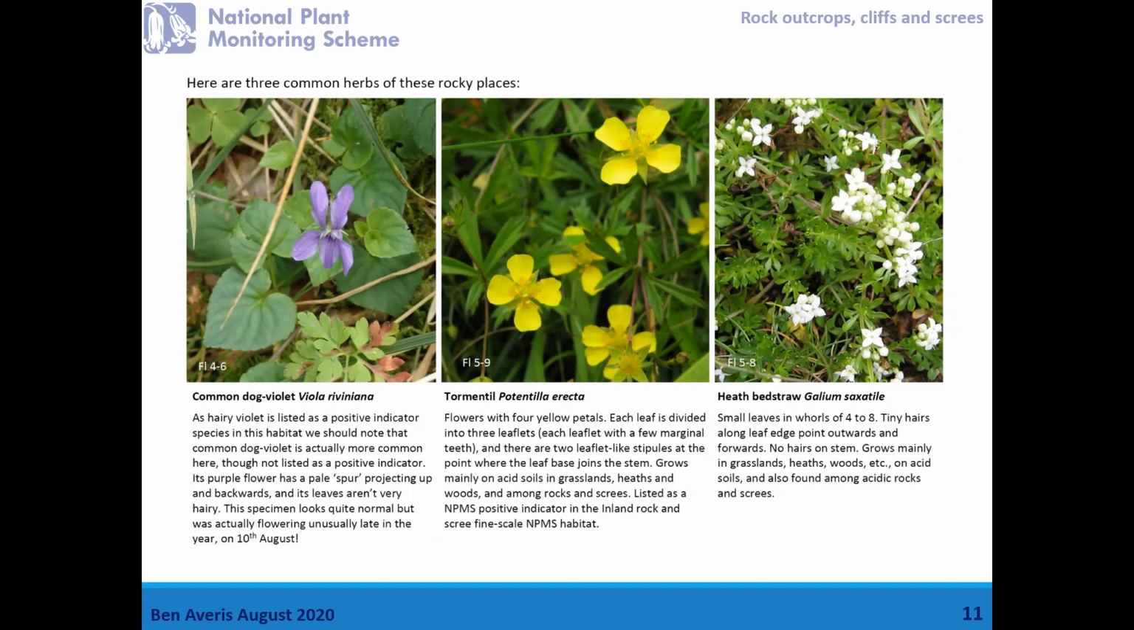In the case of the heath bedstraw, the stem doesn't have any hairs, and the leaves do have tiny hairs along their edges. They point forwards, and they're quite soft in texture. So if you feel the plant up and down, it just feels really smooth.